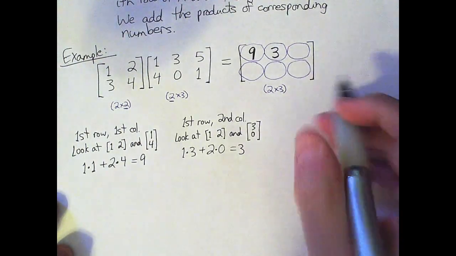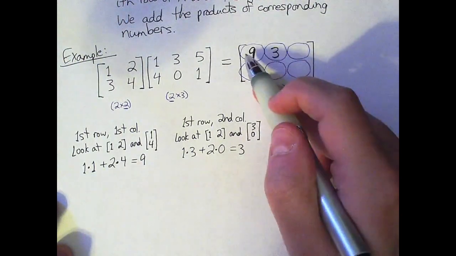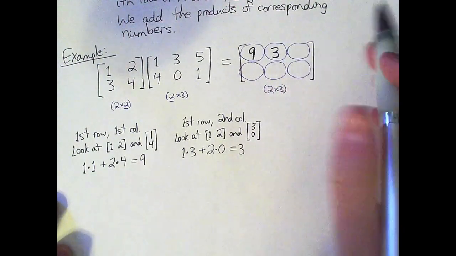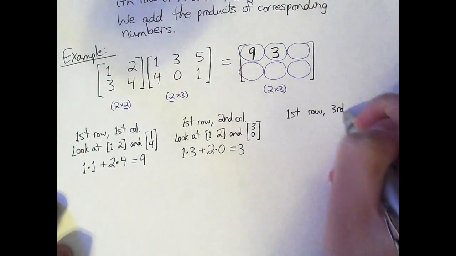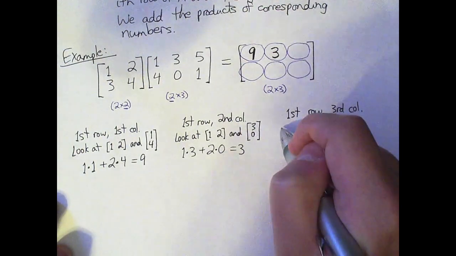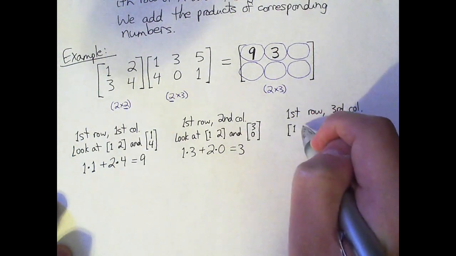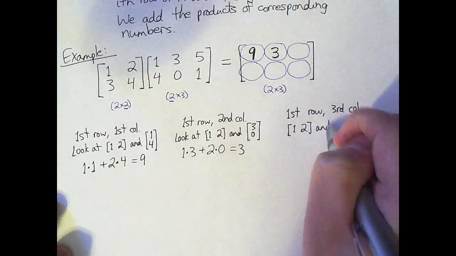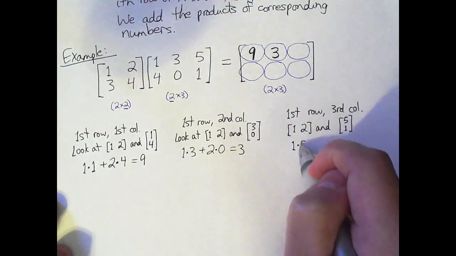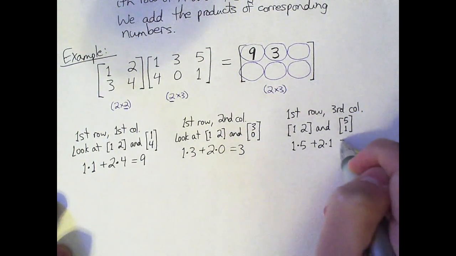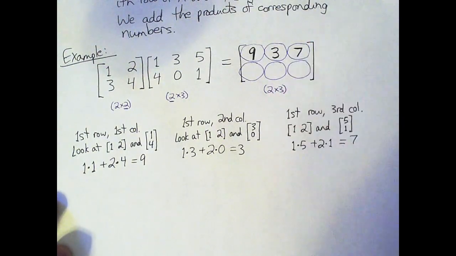Let's move on to the next one. We're in the first row still. 9, 3, something is the first row. And we're in the third column. So first row, third column, and we're going to use the first row of A and the third column of B, which is 5, 1. And we're going to do 1 times 5 plus 2 times 1. And 5 plus 2 is 7, so I got a 7. I'll give you a chance to see that.